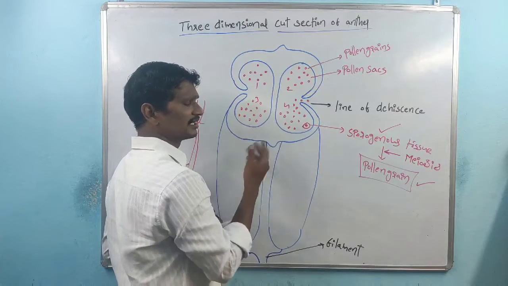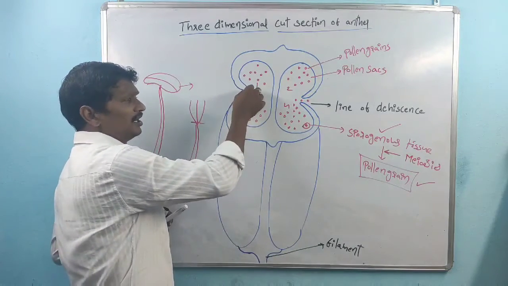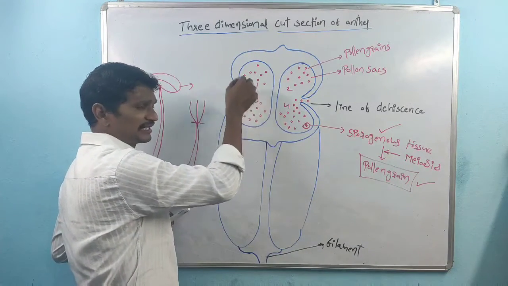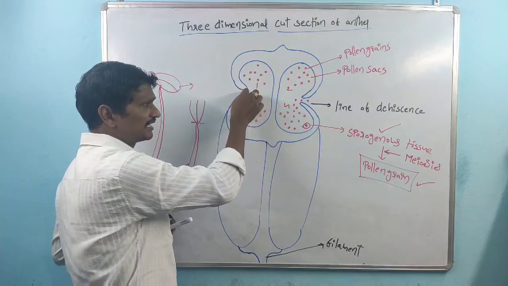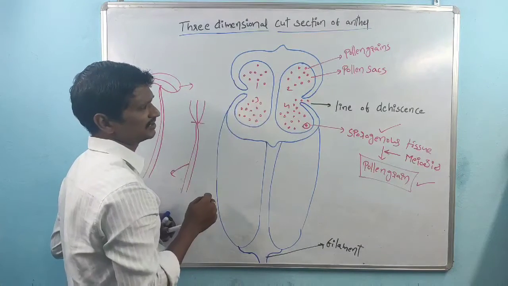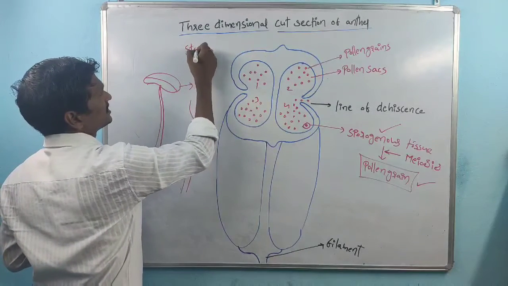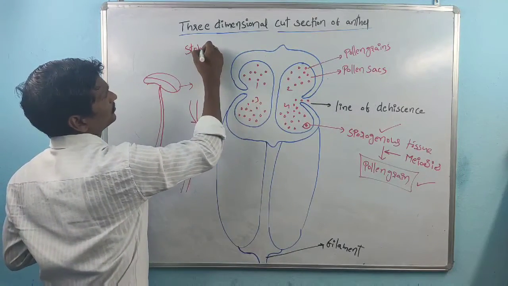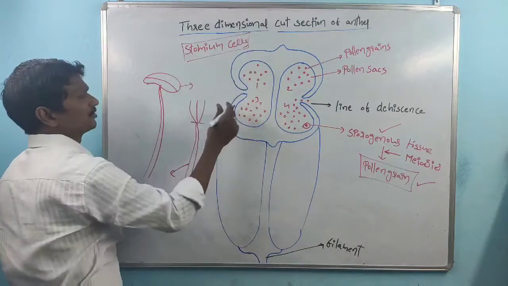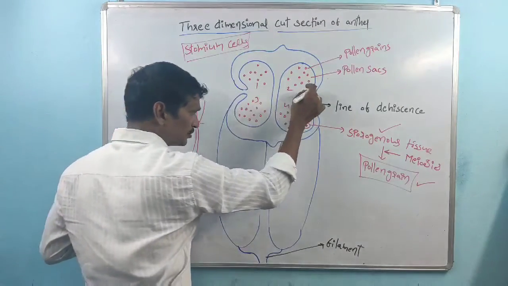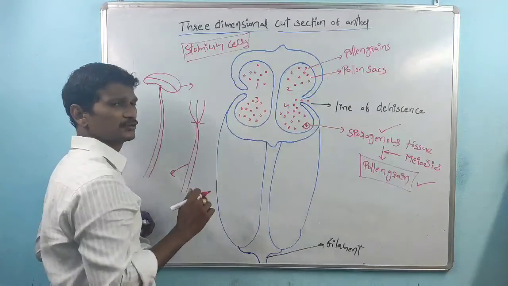Then these pollen grains are released out. A specialized groove-like structure is present within the anther. That groove is made up of special cells called stomium. The stomium cells are involved in the dehiscence process.